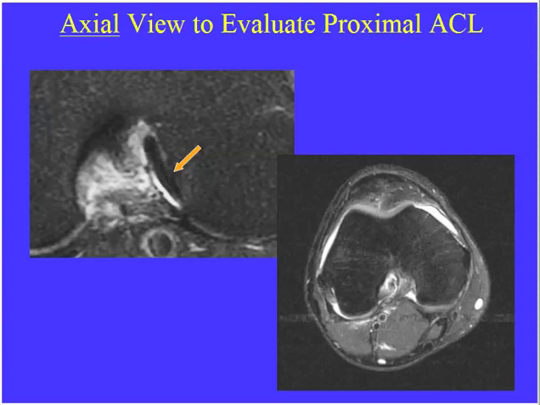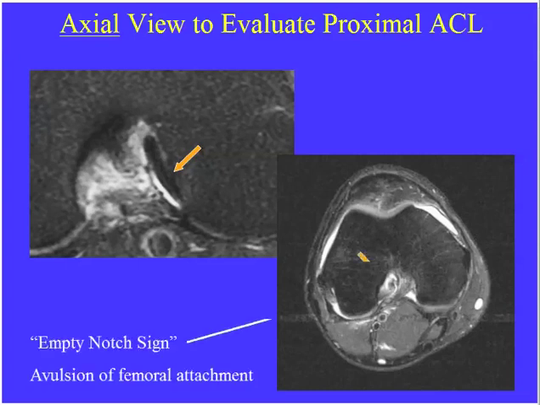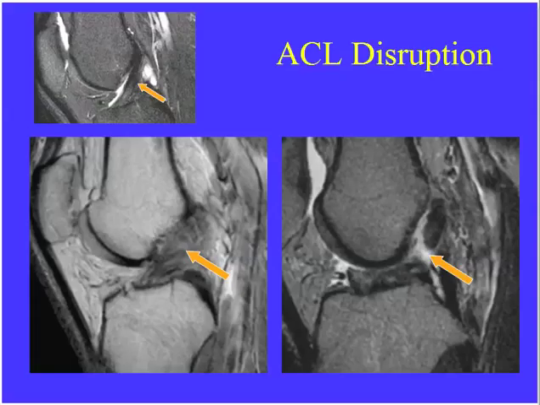Now, this is another question they ask, is they'll show this appearance. And in this appearance, in the expected location of that oval black structure, we see high signal abnormality. And this represents an avulsion of the anterior cruciate ligament from the femoral attachment site. And this is referred to as the empty notch sign. So in the expected location of this black oval structure, we see high signal fluid representing an avulsion of the ACL proximally.